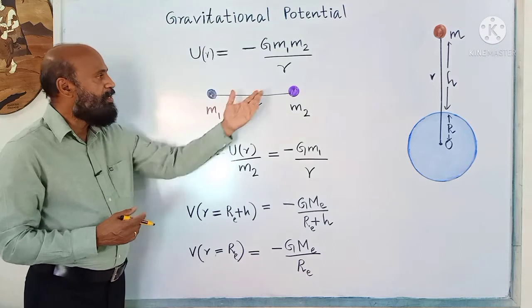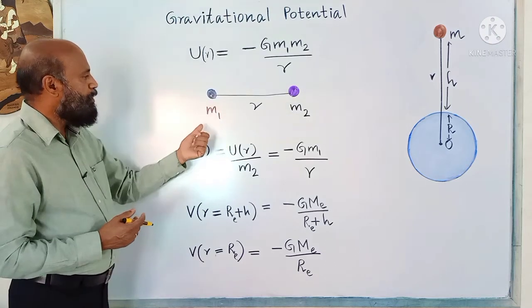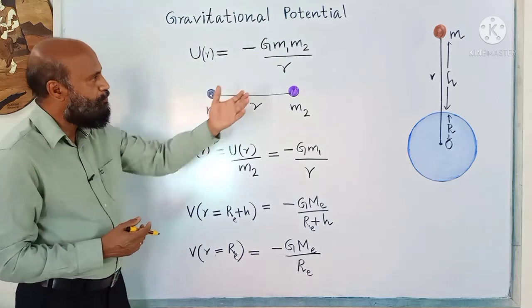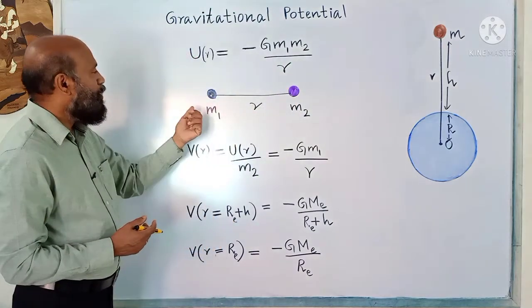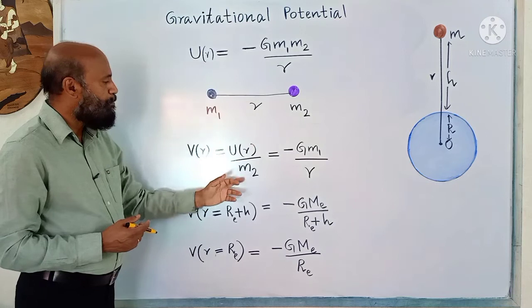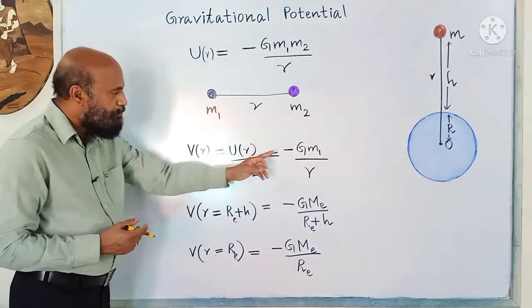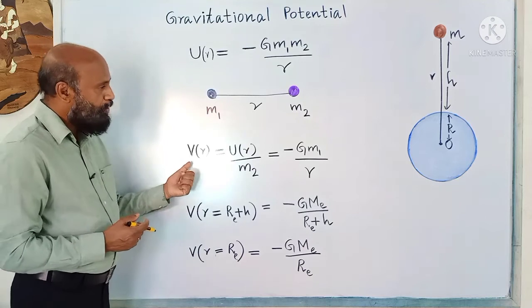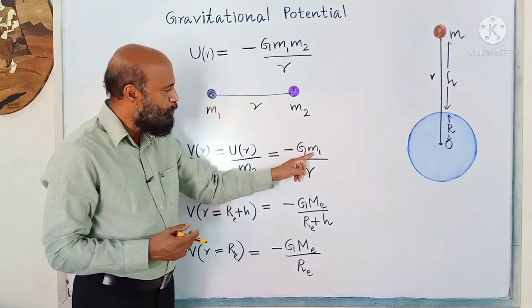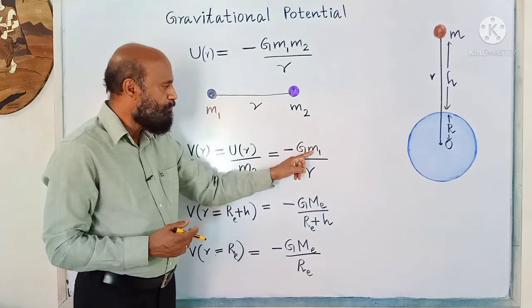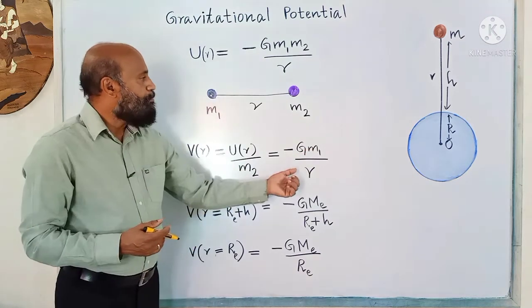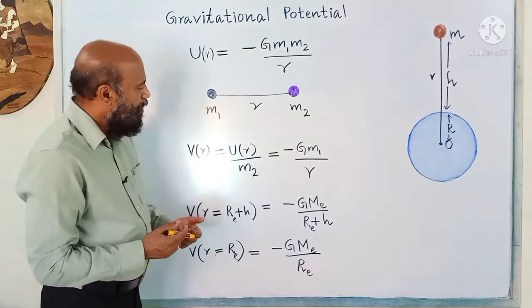Gravitational potential at a point due to a mass is the amount of work done to bring unit mass from infinity to that point. So now this is to be divided by m2. So you will get minus G m1 by r. So the gravitational potential depends on the source, the mass of the source, that is m1. Then the point is at a distance r.